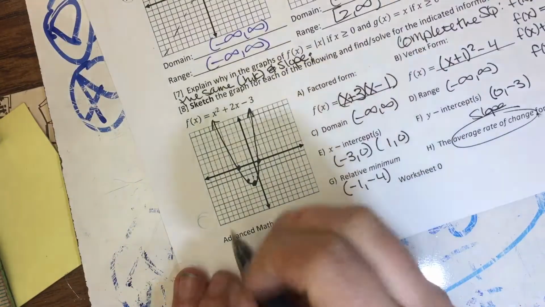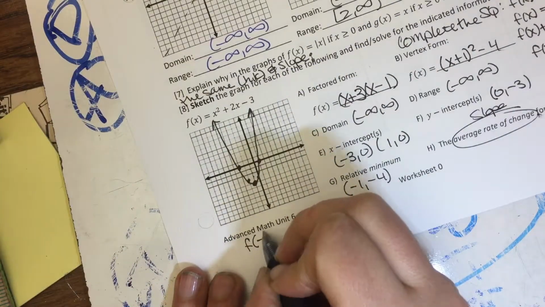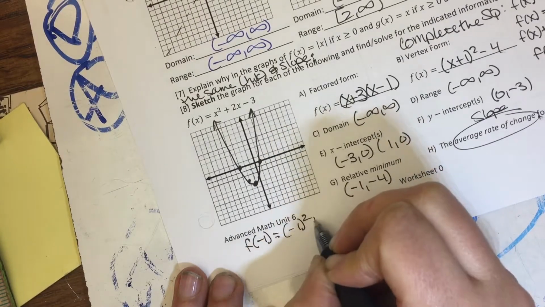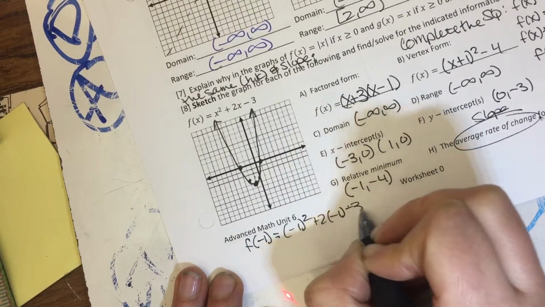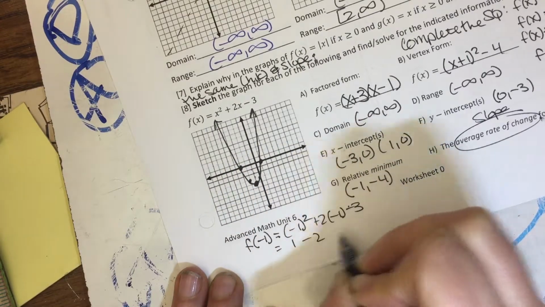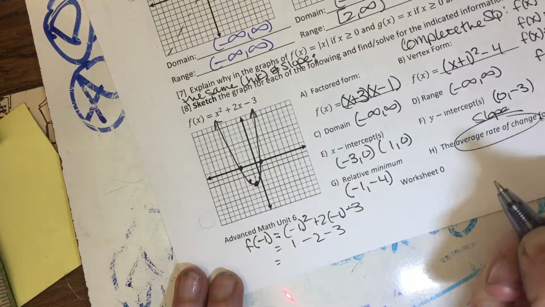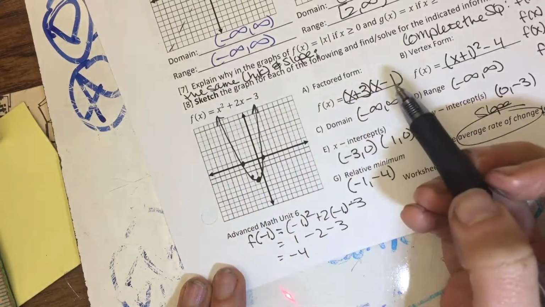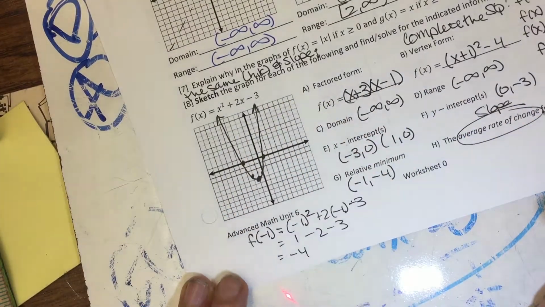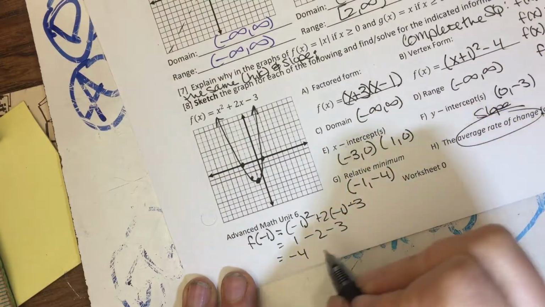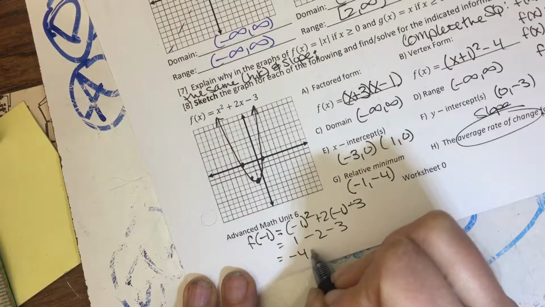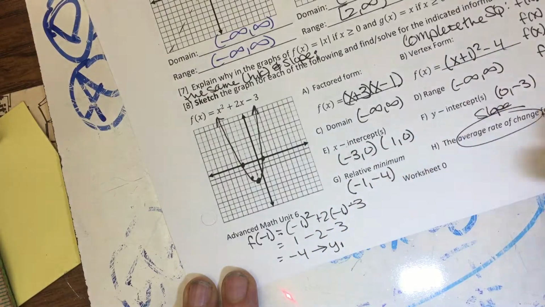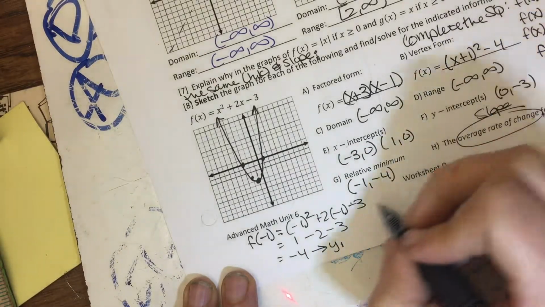Okay, so f of -1 gives me (-1) squared plus 2 times -1 minus 3. That's 1 minus 2 minus 3, which is -4. Okay, which I can see that -1, -4, that is correct there. Okay, so that means that this is my y2 number, or my y1 number. So to find my y2, I'm going to plug in the 2.